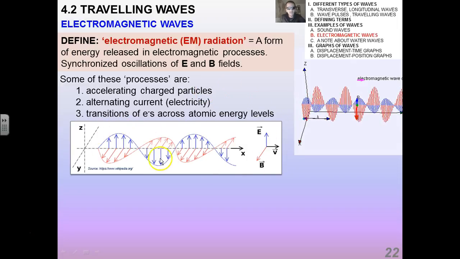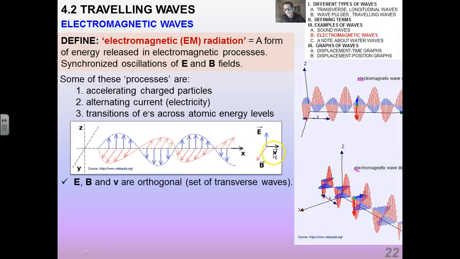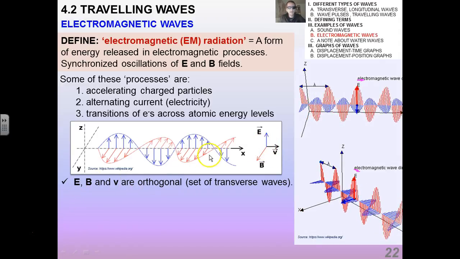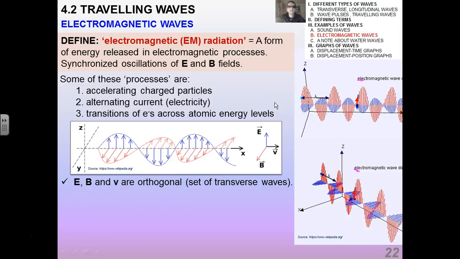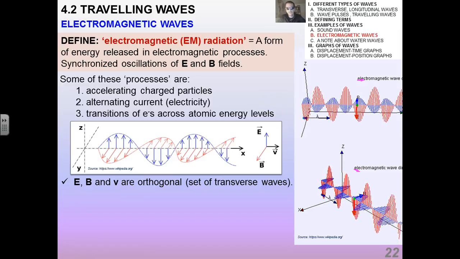And this diagram right here, it's sort of a still visual of these two vector fields. Notice that the electric field and the magnetic field are perpendicular to the velocity and perpendicular to one another. So we say that E, B, and V are orthogonal, okay? And we're going to treat them all as a set of transverse waves. Well, E and B are going to be a set of transverse waves, okay?